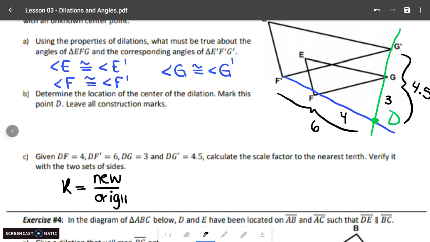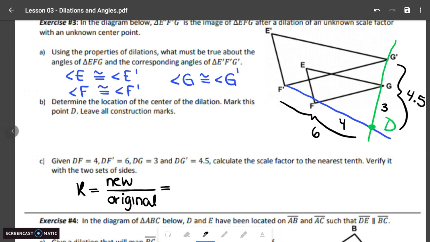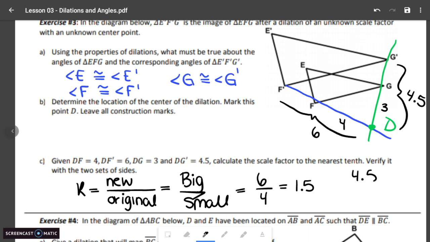So what we can do here is look at the primes. E prime, F prime, and G prime are bigger than E, F, and G. So in this case, I know it's going to be big over small to make this scale factor. And when I take one of the sides, I'm going to take 6 over 4. And we get, to the nearest tenth, 1.5. If I did that for the other 2 sides as well, 4.5 over 3, still getting 1.5.